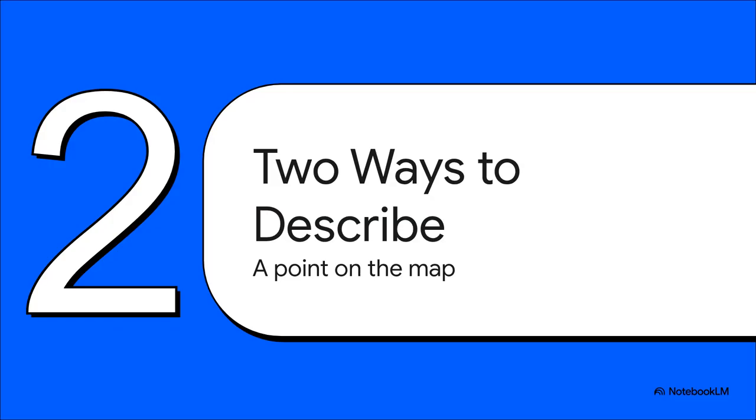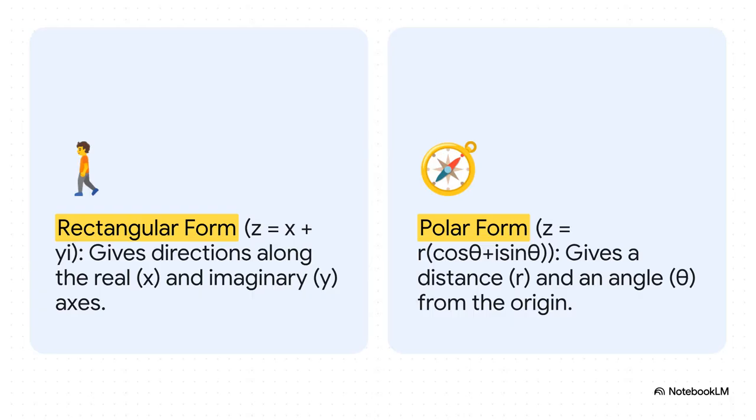Okay, so now that we have this map, just like telling someone how to get to your house, there's more than one way to give directions to a point on this new complex plane. We've basically got 2 different languages we can use here. The first one, rectangular form, is what we just did. It's like giving directions in a city. Go 3 blocks east, then 4 blocks north. Simple enough.